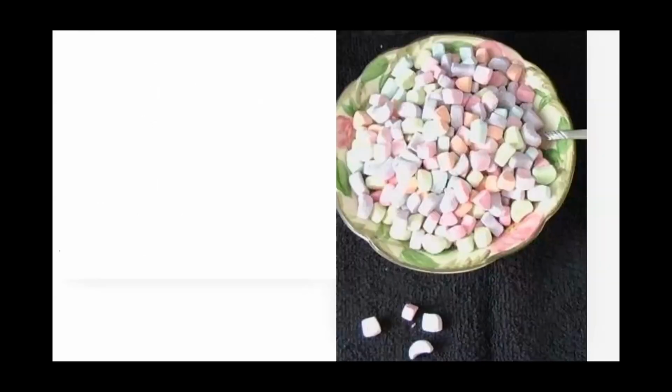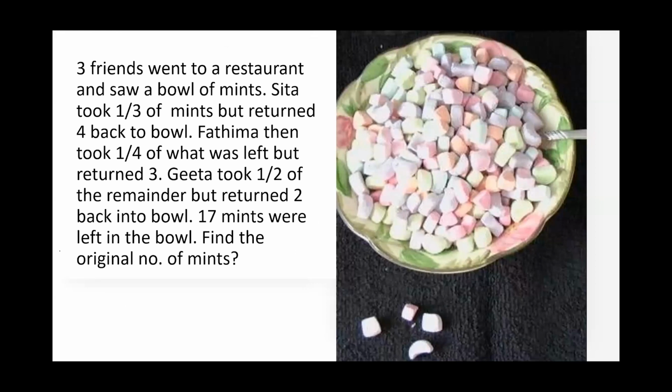So let's try one more question. This is also taken from CUET. So 3 friends went to a restaurant and saw a bowl of mints. Now Sita took 1/3, returned 4 back. Fatima took 1/4 of whatever was left. Remember, we've already done a similar question in one of the methods, a backtracking method. So I have given you the options, and just read the question and what do you think? Would you use the same backtracking method over here? This is how the question had appeared in CUET.